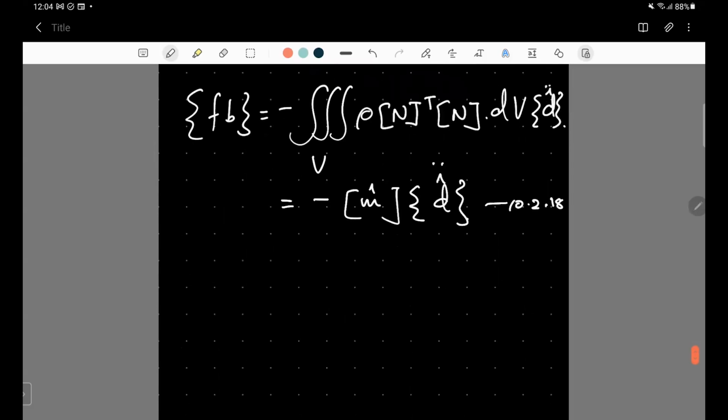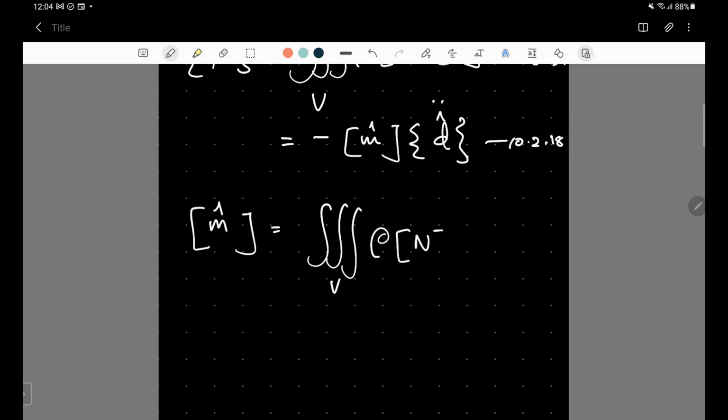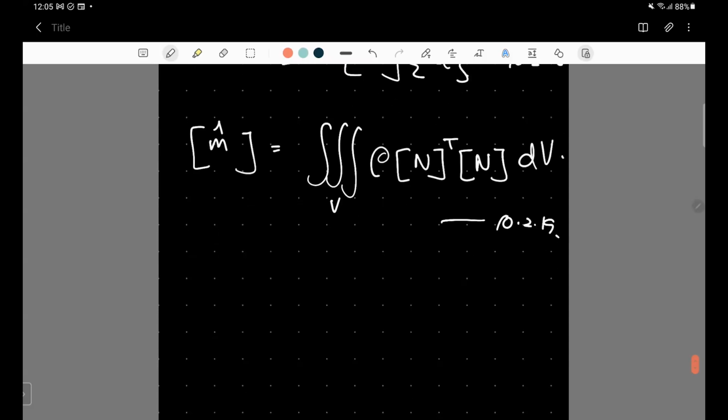So the element mass matrix in this case is defined as the mass density times the transpose of the shape function multiplied by the shape function times dV. And the mass matrix in this case, we can call it the consistent mass matrix.